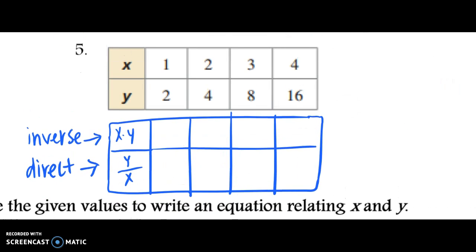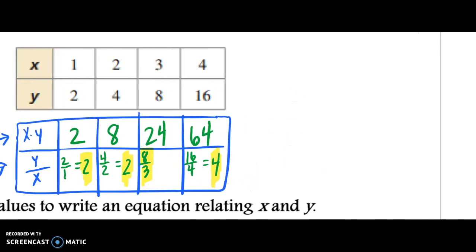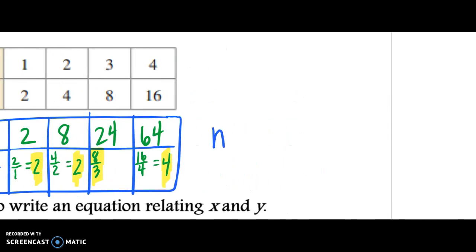Okay, so for the next one, we're going to do the same thing. Draw your chart. Okay, so by multiplying 1 times 2, we're going to get 2. 2 times 4 is 8. 3 times 8 is 24. 4 times 16 is 64. Now the bottom part, 2 over 1 is 2. 4 over 2 is 2. 8 over 3 is just 8 over 3. 16 over 4 is 4. Since the top row is not the same, and the bottom row is also not the same, this one is going to be neither.